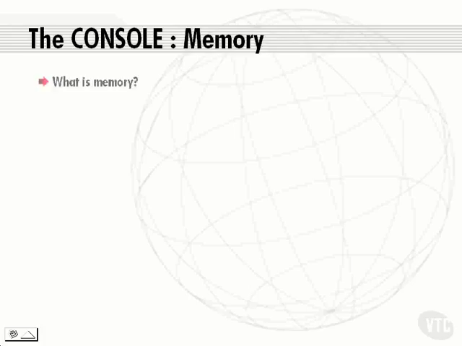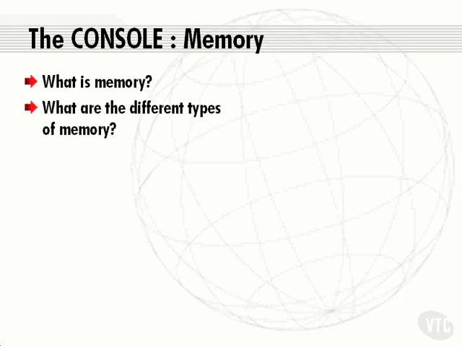Memory is the storage on the computer where the work is done. The more memory you have, the faster the computer will work. We will look at the three most important types of physical memory.